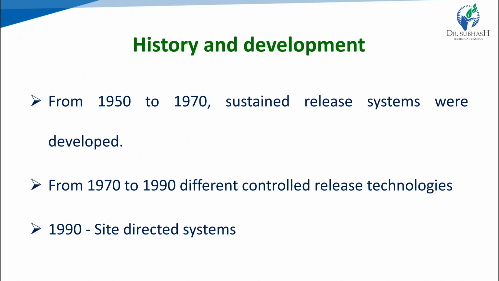Some basic history of the development of sustained and controlled release terminology. In the early 1950s to 1970, sustained release type systems were developed. After that, from 1970 to 1990, controlled release technologies came, and research went on for different types of controlled release systems. In the 1990s, after that, site specific targeted drug release systems came, with research on targeting particular areas.